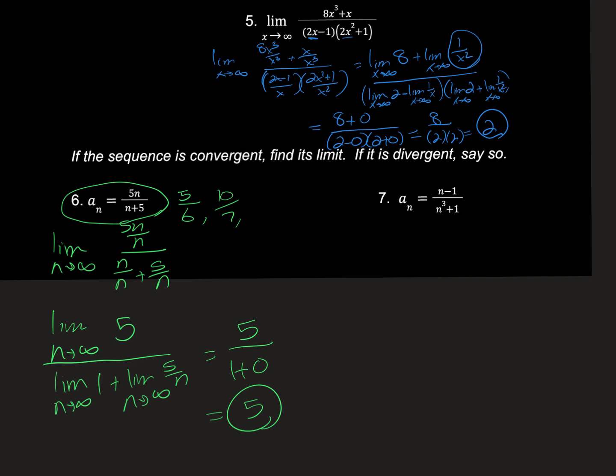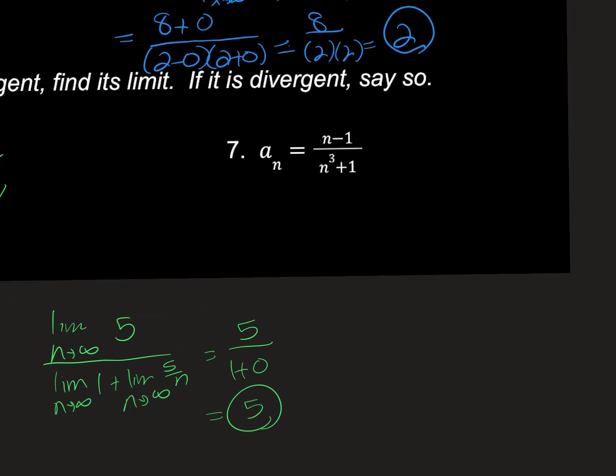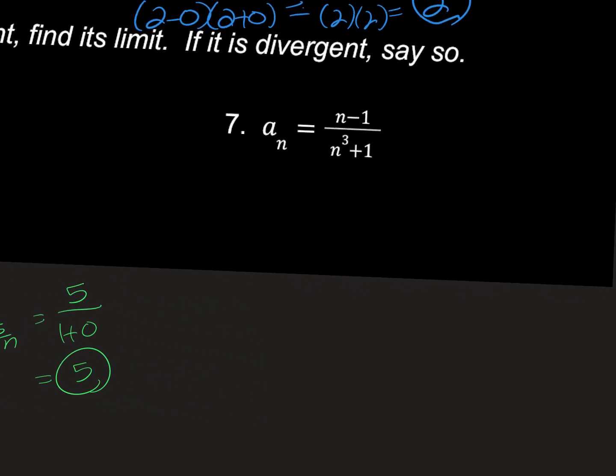Number 7, same kind of deal. Let's see what happens here. So let's go ahead and divide everything. I think you know by now. Divide every single term by n cubed. So I'm going to go n over n cubed minus 1 over n cubed, over n cubed over n cubed plus 1 over n cubed. So let's take the limit of all those. Should be pretty quick here. Of course, it takes a minute to write them down.